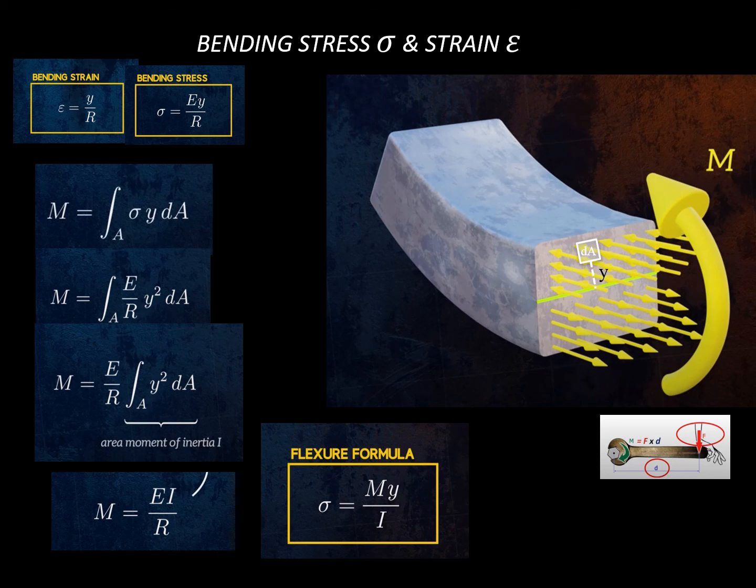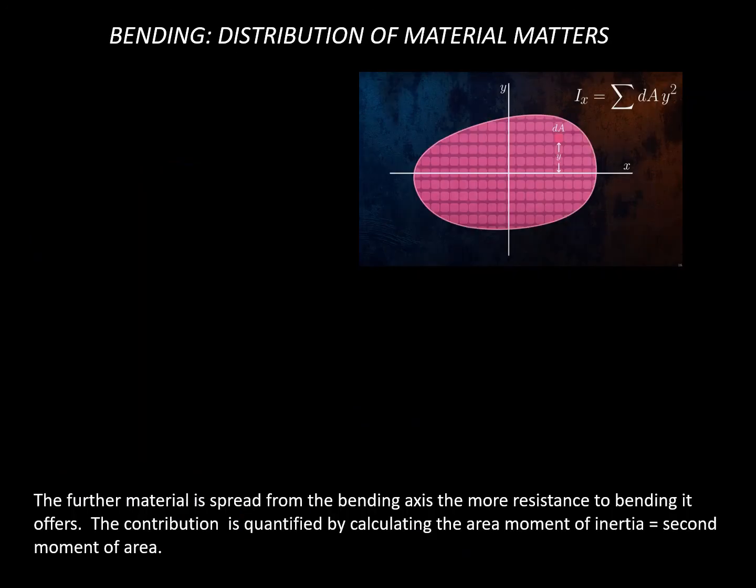Okay, so the take-home point here, the really important point here, is that the material that is located farther away from that bending axis makes a disproportionately important contribution to the bending moment. Let me just sum up and review a couple of these major points.